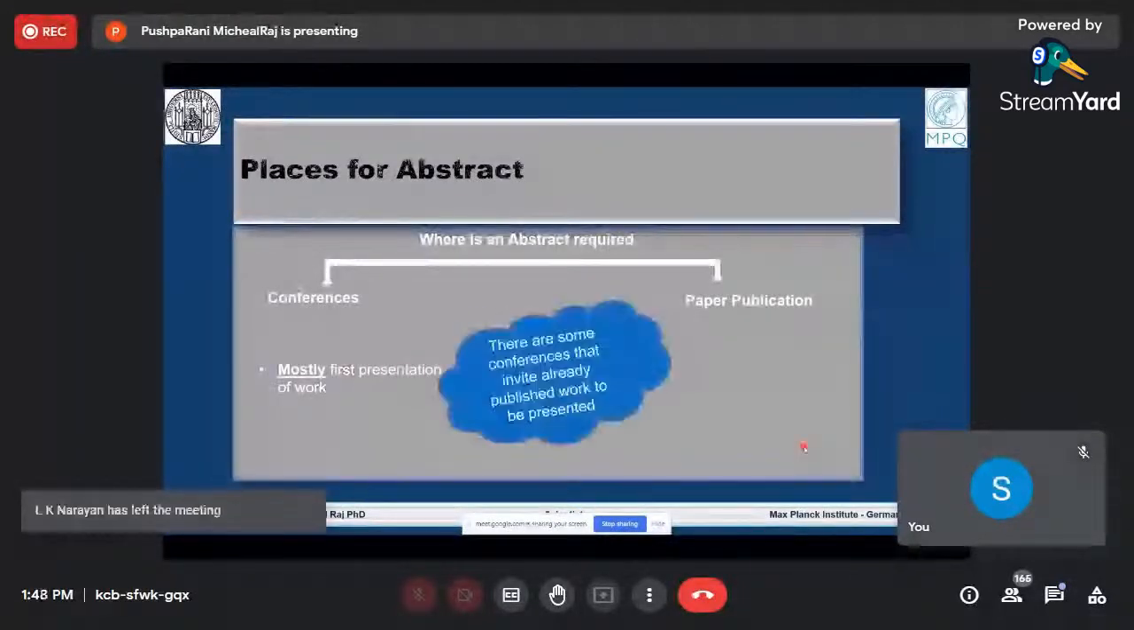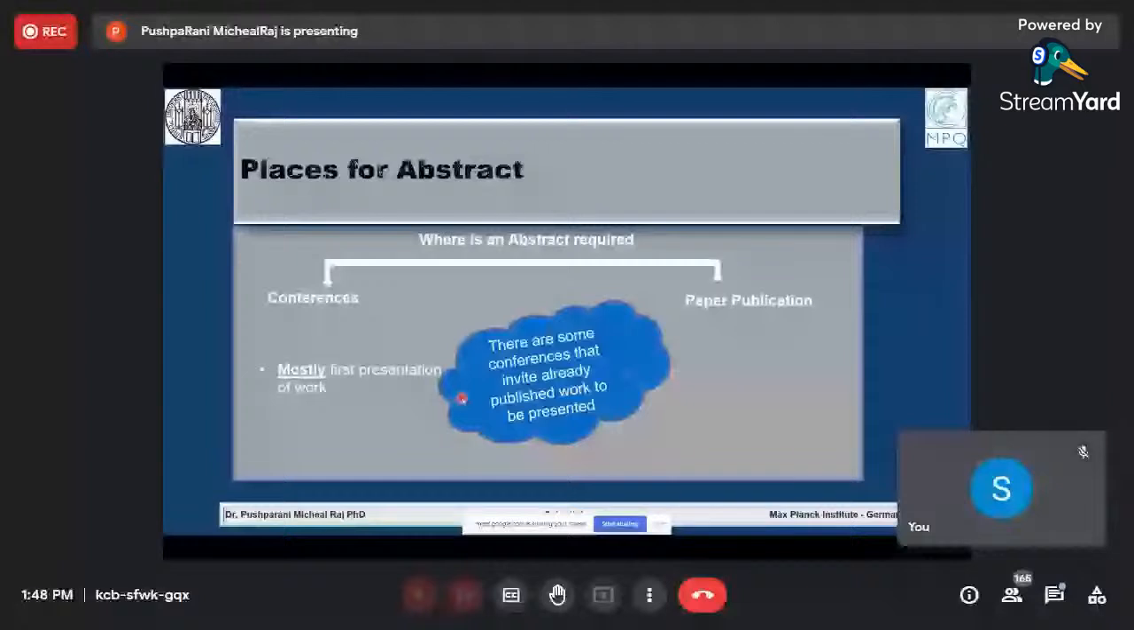So as I mentioned, it is mostly first presentation for the conferences, but there are also some conferences that invite already published work to be presented. So what does this mean? There is some work going on and that is already published, but they think that this is a very powerful and impressive piece of work, and even if it is published, it is more relevant for them in a seminar, in a conference setting, that it has to be presented again, so it reaches more and more audience, number one.